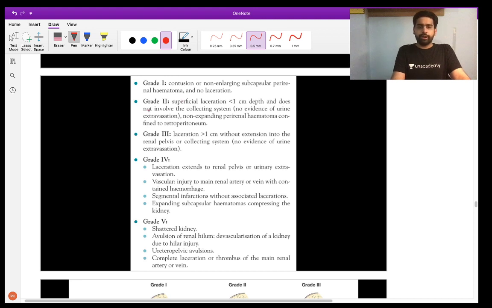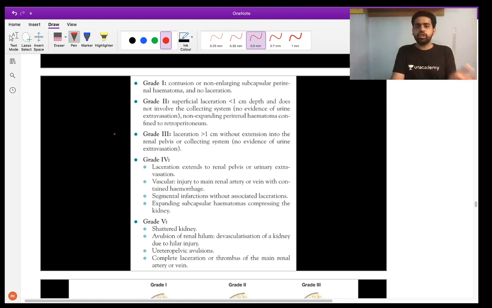What is in grade 2? You have a superficial laceration of less than 1 centimeter depth, does not involve any collecting system. So you can go through that. That's fine, I'm just reading it. I'll show you the image and you will get the hang of it. So simple. In first, there is a non-expanding hematoma. 2, there is a laceration. It is less than 1 centimeter.